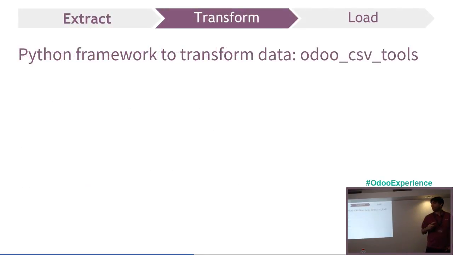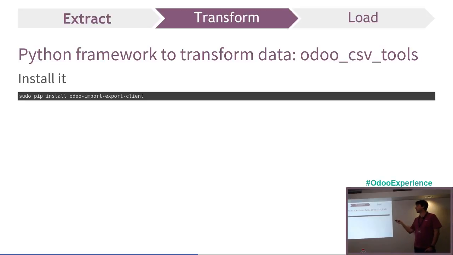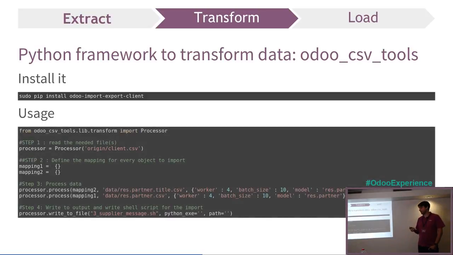OK, so my framework is called Odoo CSV tool. It's available on PyPI, so you can install it like that with pip. The usage, OK. That's good. First, you import an object called processor. It will process your CSV. You instantiate it with the original file you want to transform.